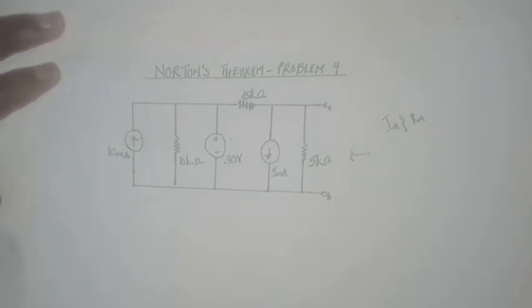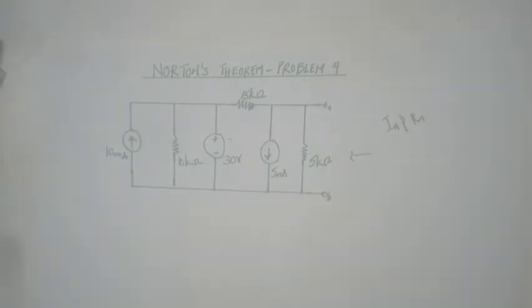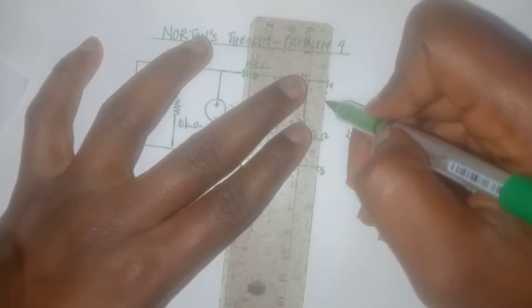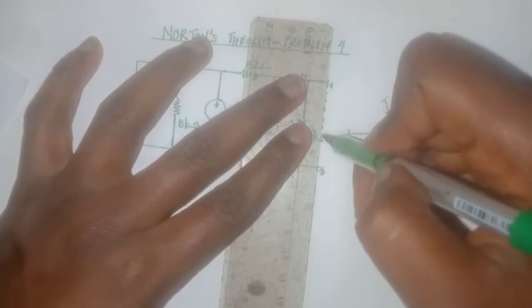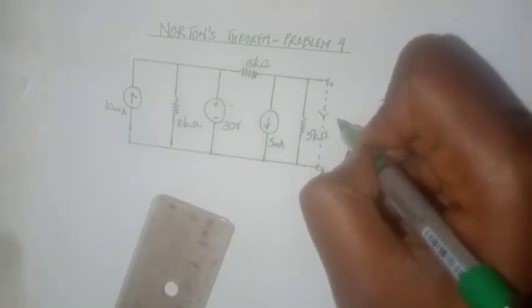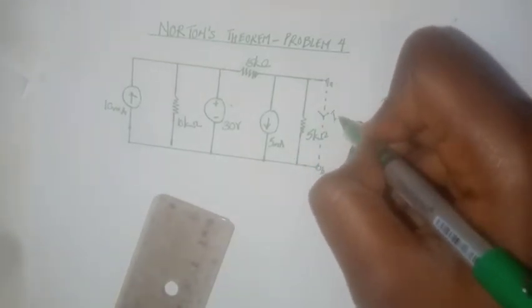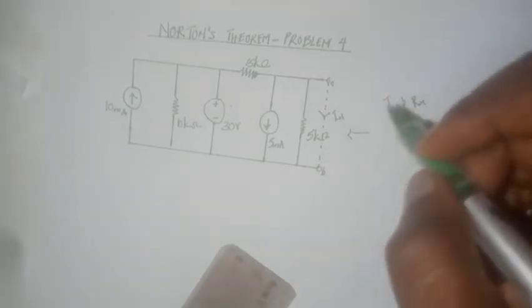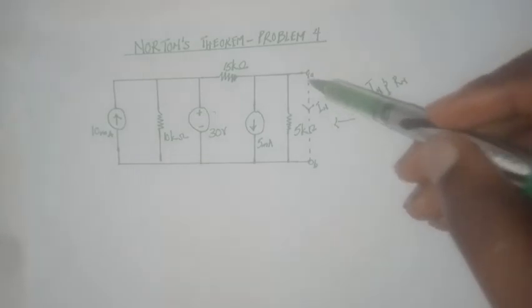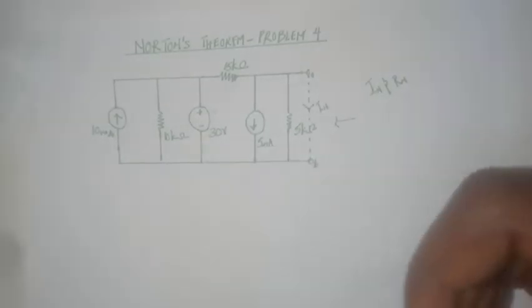And finding I of n is actually quite simple. We just want to connect a short circuit across the terminals of the circuit, and the current flowing across these terminals would be the value of our I of n. We know that that is the case. Let us proceed to finding the value of I of n.